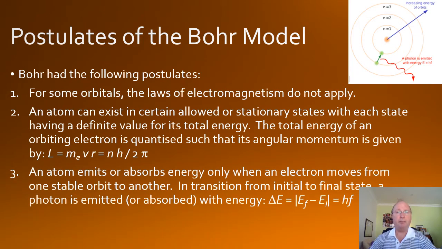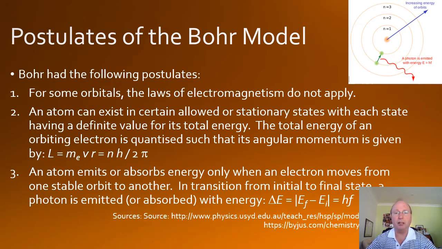And thirdly, an atom emits or absorbs energy only when an electron moves from one stable orbit to another. In transition from initial to final state, a photon is emitted or absorbed with the energy ΔE equals the absolute value of final energy minus the initial energy, which is simply equal to hf.